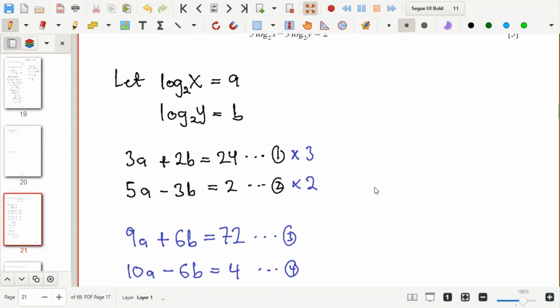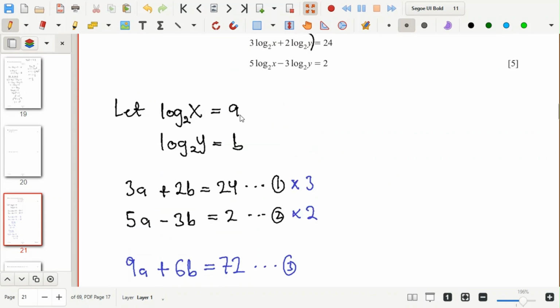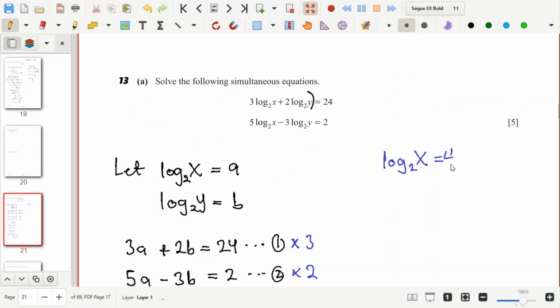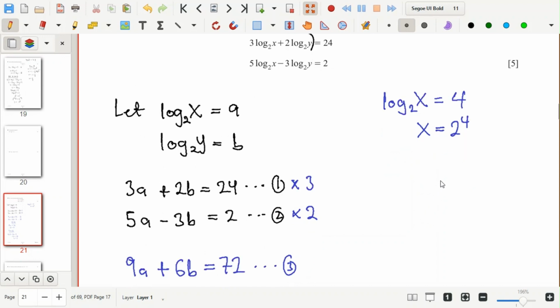Don't forget that you define your logarithm. You said a is the same as what? Log x to the base 2. So we had a to be 4. So if I write it in the index form, I'll get x to be equal to 2 to the power 4, which is the same as 16.